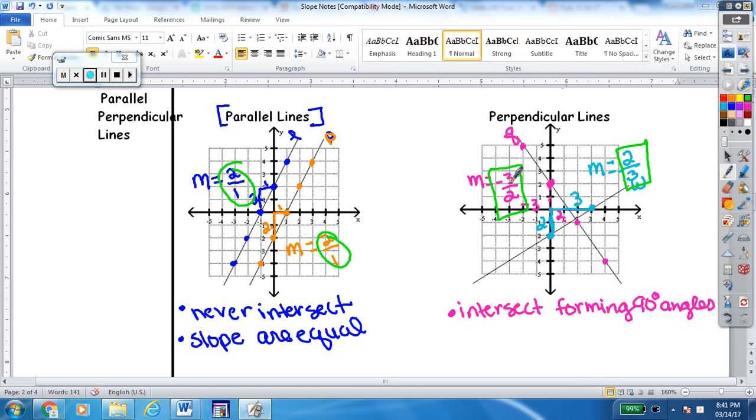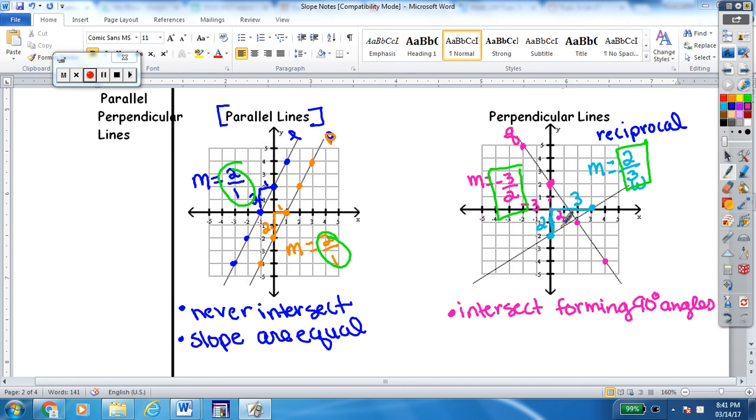It also, if you notice, this is 3 over 2. It flips, it becomes 2 over 3. That flipping is called a reciprocal. Okay, reciprocal. When you flip a fraction, it's a reciprocal.